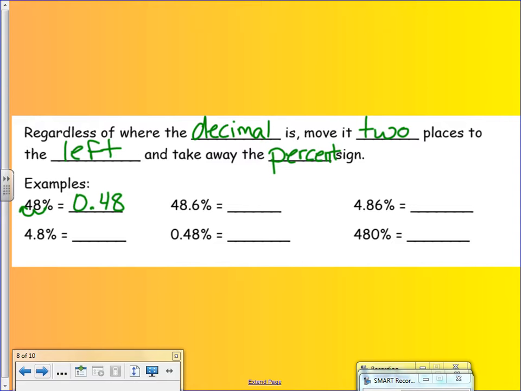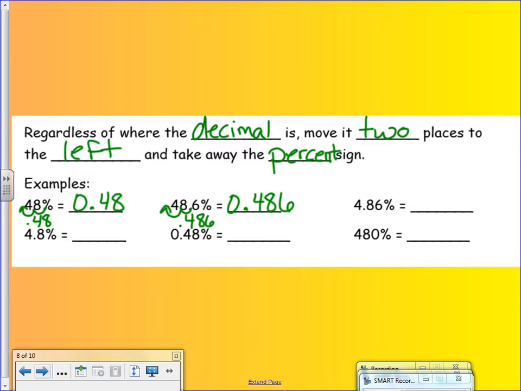Okay, now let's look at the next one, 48.6%, or 48 6/10%. I'm going to move it 2 places to the left, and I'm going to have 0.486. Okay, so after you move the decimal, this is what your problems would look like. But what you need to do is you need to add that 0 out in front of the decimal, because that's the proper way to write a problem with a decimal if there's no number in front of it.